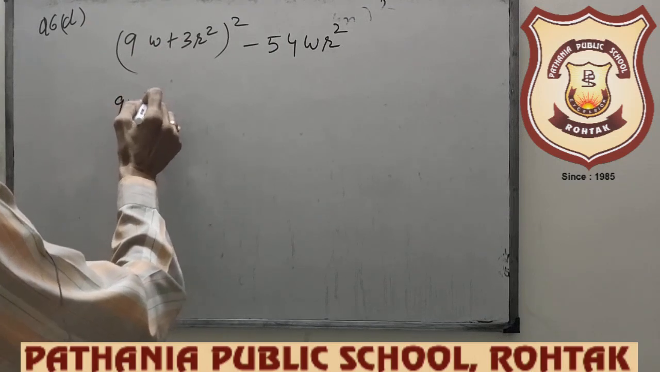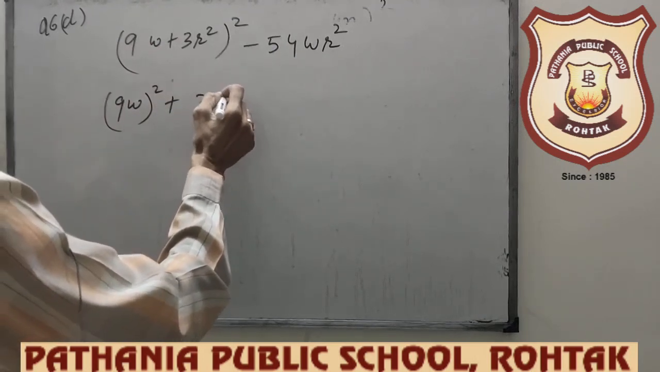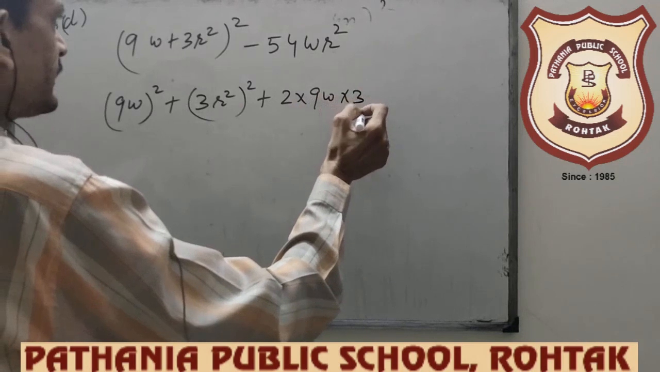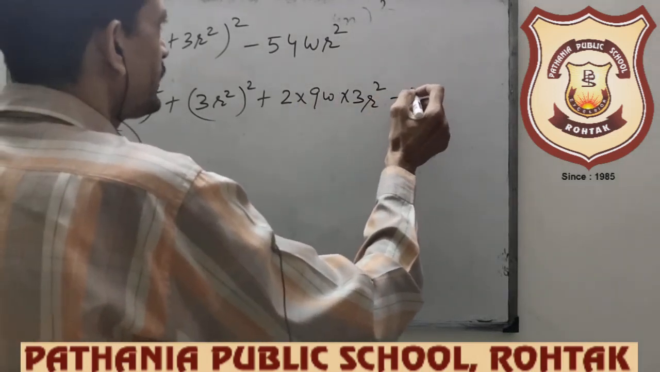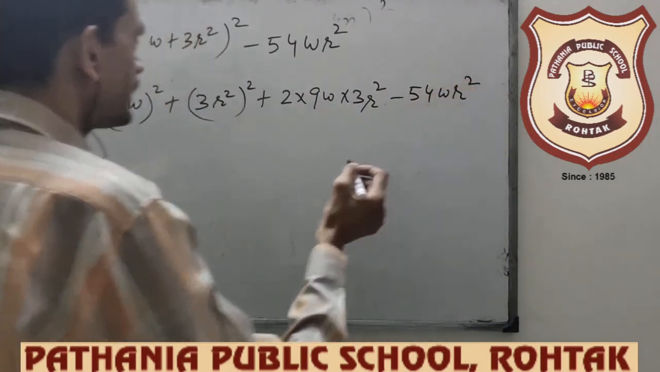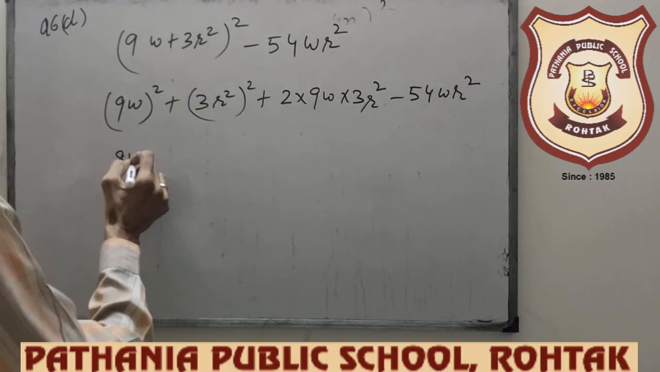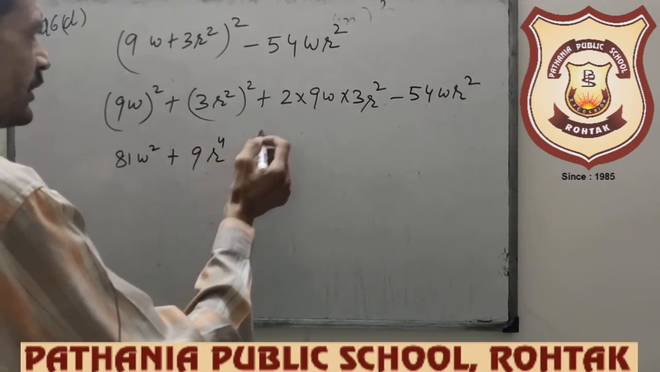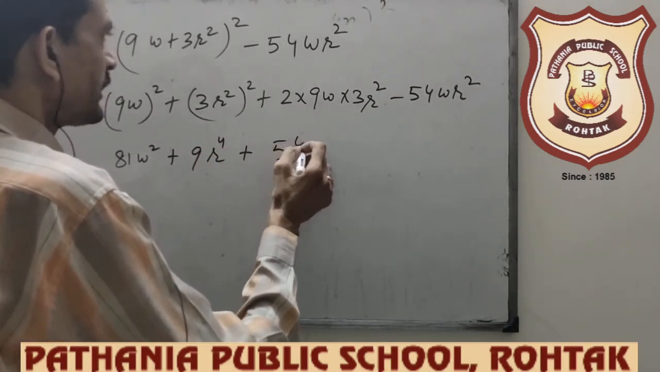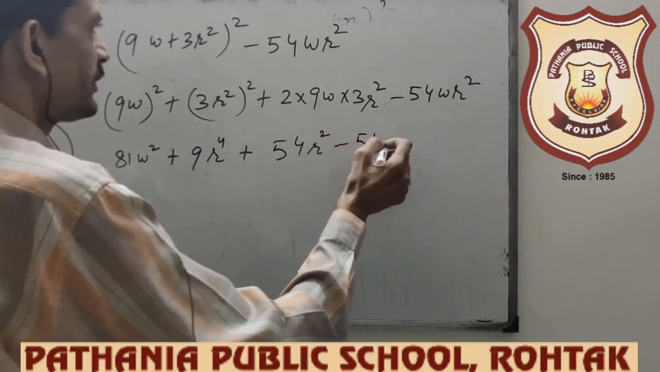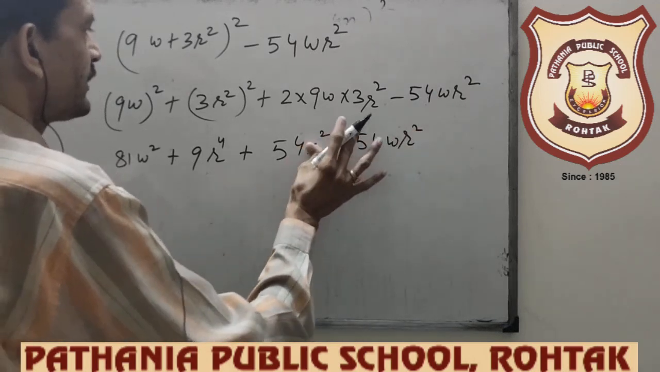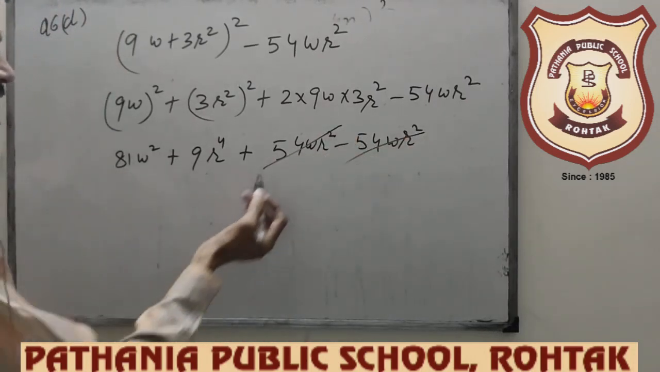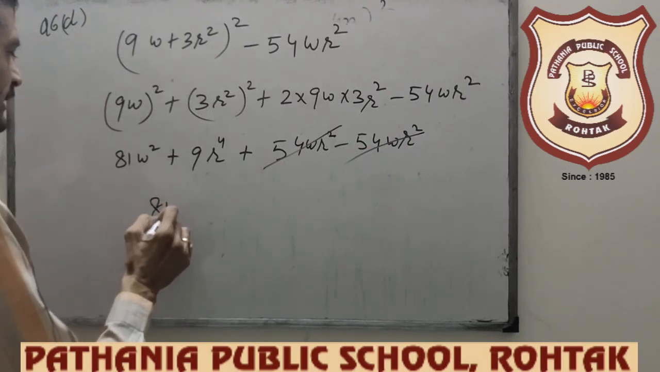So this is a square plus b square plus 2 into a into b, and minus this 54 w r square. This will come 81 w whole square plus 9 cubed, r square, 9 r square raised to the power 4, plus 2 into 9 is 18, 18 into 3 is 54 r square, and this is minus 54 w r square. w is left, 54 w r square, and these two will cancel because this is plus and this is minus. So the answer is this.